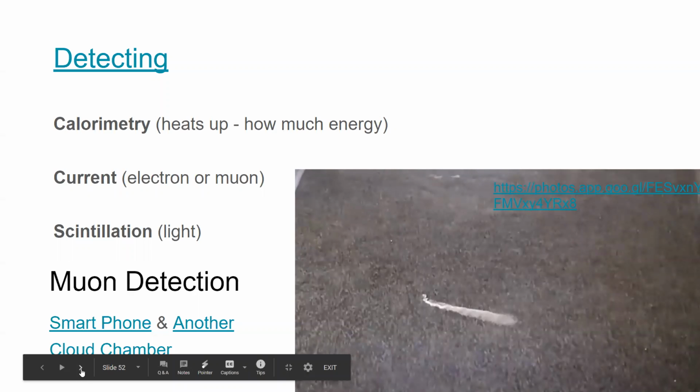Scintillation we're going to talk about. Muon detector. I have two links here. It's on the thing. You can actually turn your smartphone into it. You ready what you do?